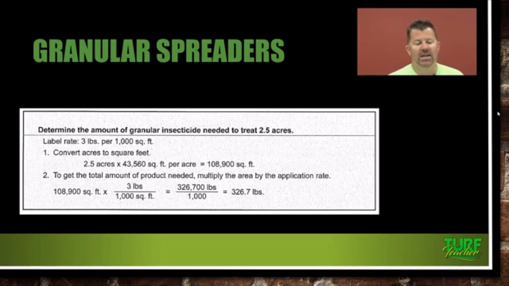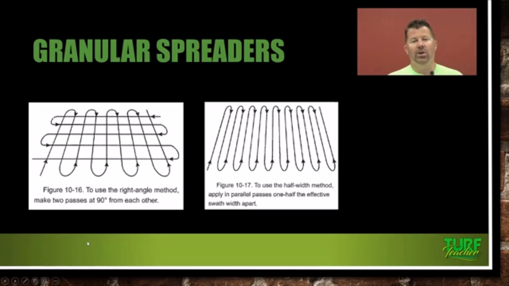326,700 pounds divided by 1,000. We're going to need 326.7 pounds. And if we're getting 50-pound bags, we're going to need 7 bags to do the 2.5 acres. And we're not going to use all of that 7th bag. Use about half of it.